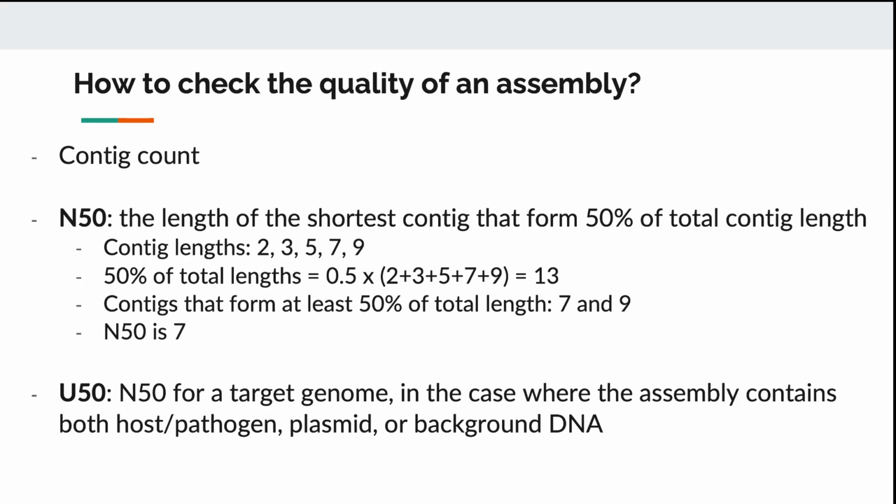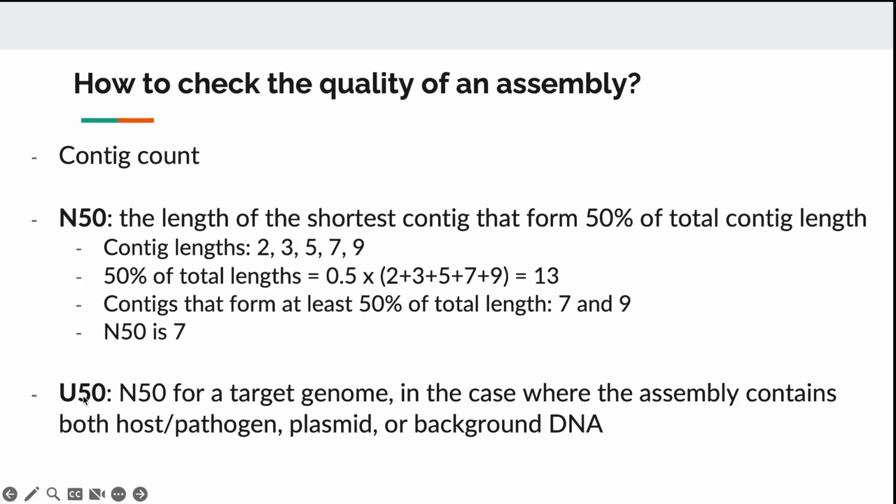But if your N50 is high, let's say 1 megabase, that sounds very, very good, because you can recover 50% of your genome by trusting contigs that are 1 megabase or longer. So this gives you another sense of the quality or the completeness of your assembly.